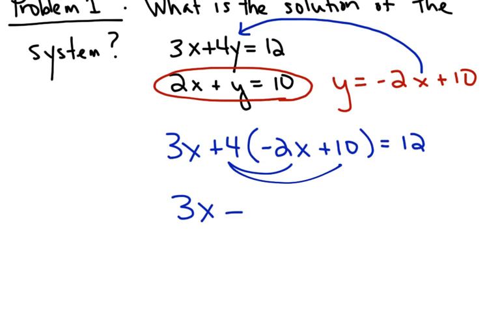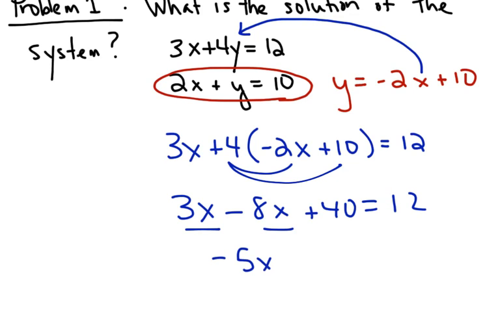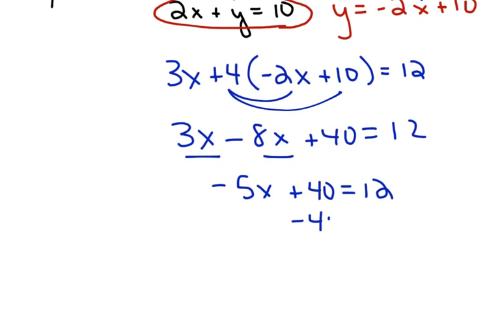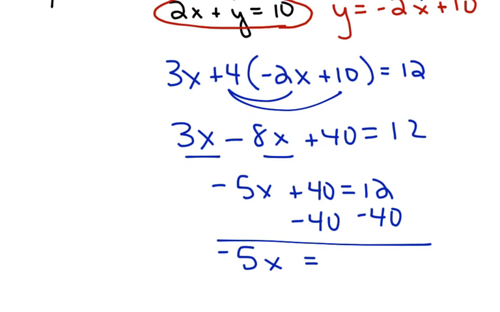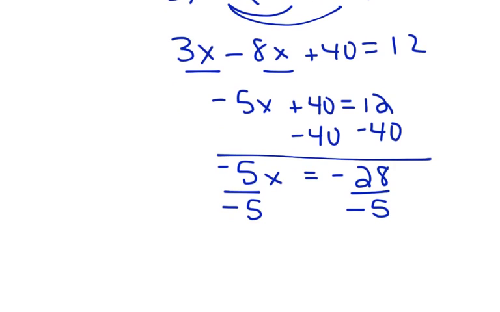Distribute, so you get 3x minus 8x plus 40 equals 12. Combine like terms. Negative 5x plus 40 equals 12. Solve for x. Subtract 40, so I get negative 5x is equal to negative 28. This is not looking right. Nope, it is. And then I'm going to divide by negative 5. And I'm going to find out that x is equal to positive 5.6.